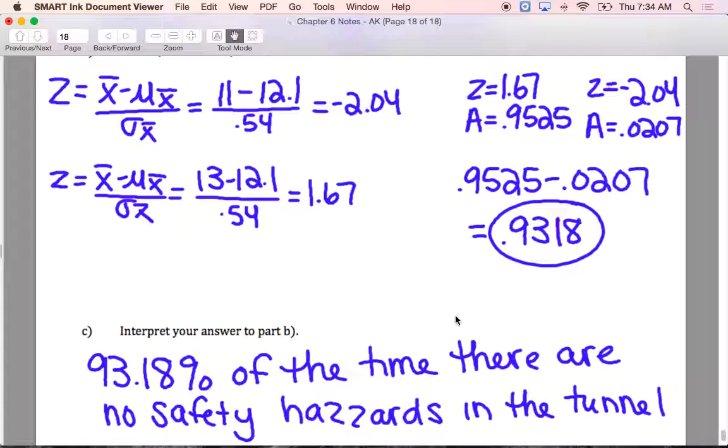So again, as you go through these, every time, first change your sigma only if your sample size changes. If it says single, you don't change anything. If it says you have a sample size, that's when you have to change your sigma. So then find your z's, find your areas, and then subtract if you have two numbers, or use your table if it's less than or greater than, just like we talked about back in 6.3.